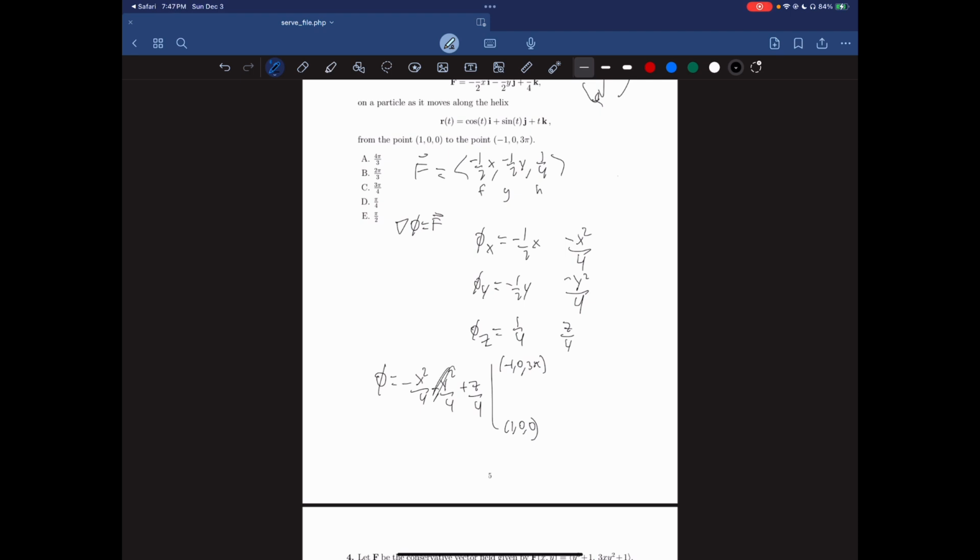It looks like the y term is completely going to go away because y is 0 on both bounds. And our x bound looks like top minus bottom. We're going to have negative 1/4 plus 3 pi over 4, and that is all minus negative 1/4. And that means it's just going to be equal to 3 pi over 4 because these just cancel. 3 pi over 4, and that looks like it is C.